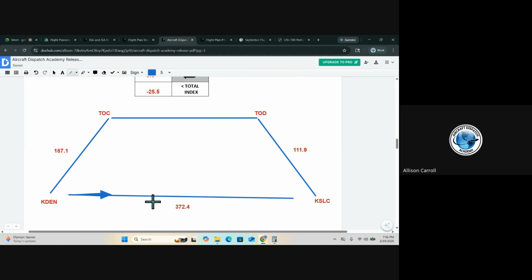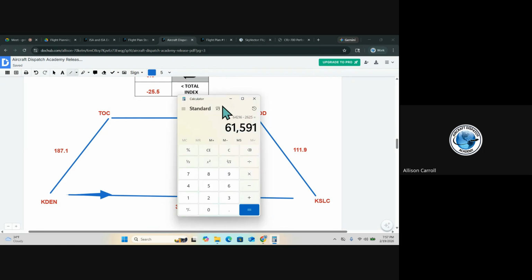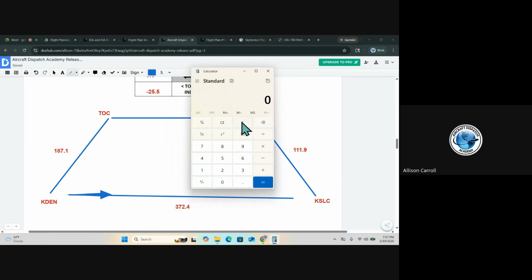Okay. Well, top of climb to top of descent, now we get to figure that out. So guess what? A plus B equals C, right? Just keep it a simple equation for yourself. I have Denver to top of climb is 187.1. Top of descent to Salt Lake is 111.9. And then I have this, solve for X right here, right? Well, my total is 372.4. So let me just do some basic subtraction here.